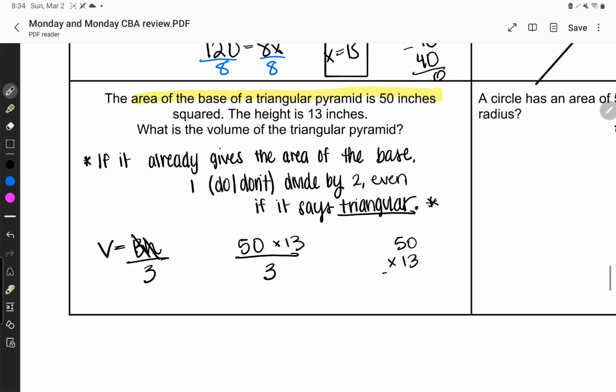All right, so I've got 50 times 13. 0 times 3 is 0, 3 times 5 is 15. I'm on my next row now, so I add a 0. 1 times 0 is 0, 1 times 5 is 5. Add it all together, 0 plus 0 is 0, 5 plus 0 is 5, and then 1 plus 5 is 6. So then I have volume equals 650 divided by 3.